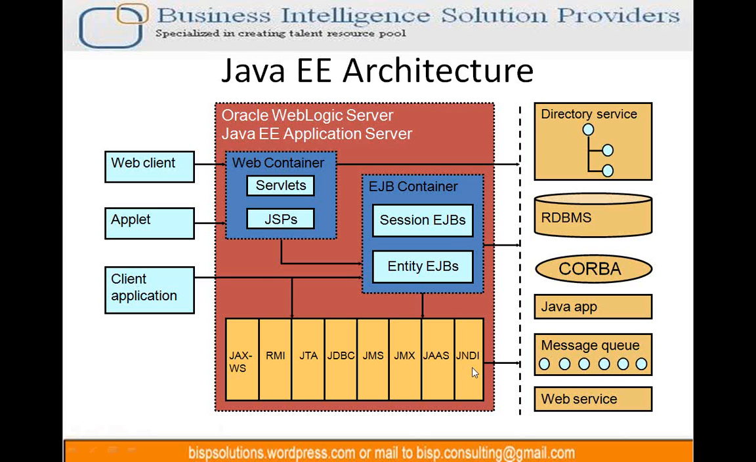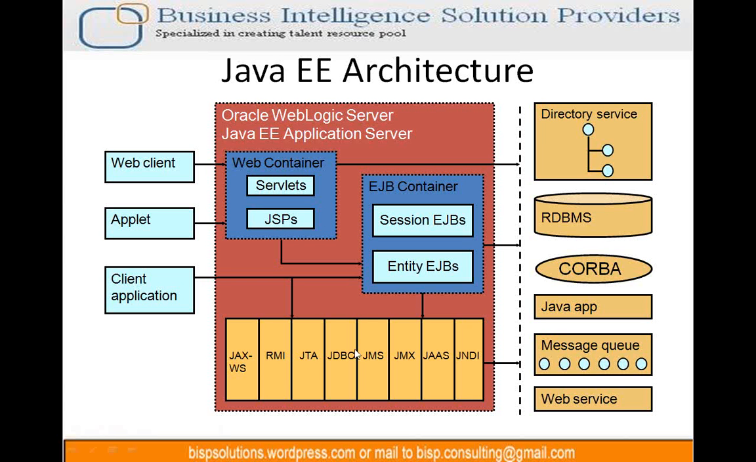Certain services you can say as JNDI, JAAS. The JAAS is used for authentication and authorization service. JMX, management extensions. JMS, messaging service. JDBC, any database connectivity. JTA, transactions. RMI, remote method invocation, and web services. These are the different services that are made available by any application server to support your containers.